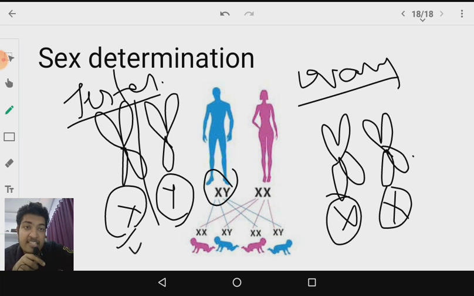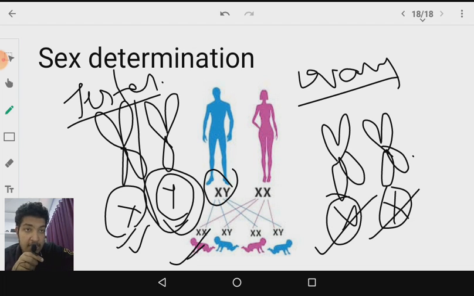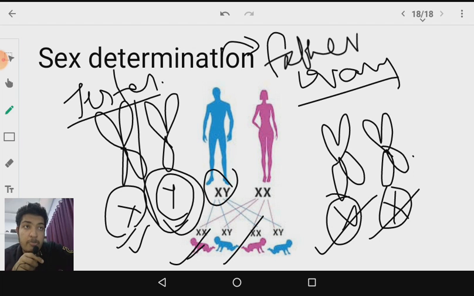So if this X chromosome is going to fuse with the X chromosome, it results in XX condition, and XX condition is going to be a female. And if the Y chromosome is produced by the father and X chromosome produced by the mother, when those two are fertilizing, then it will form XY condition, and XY condition is going to turn into a boy. So who is responsible for sex determination? It is the father who is responsible for the sex determination of a child.